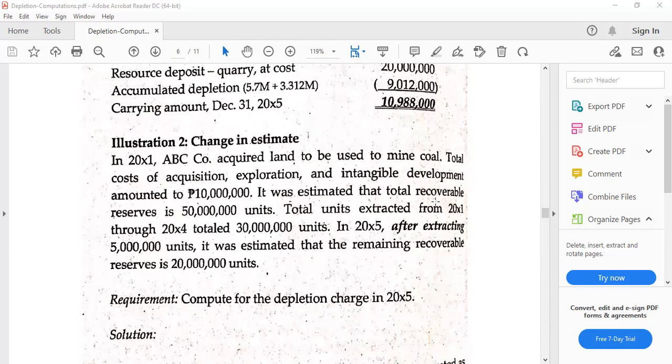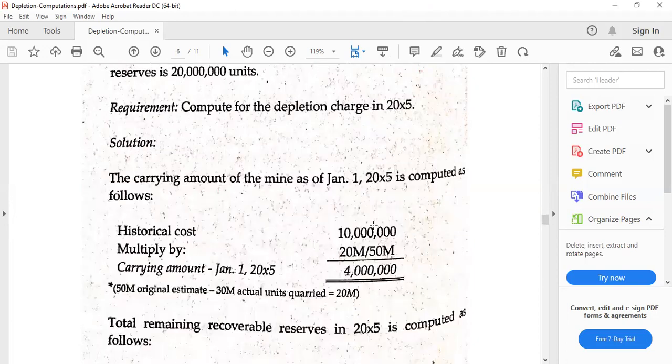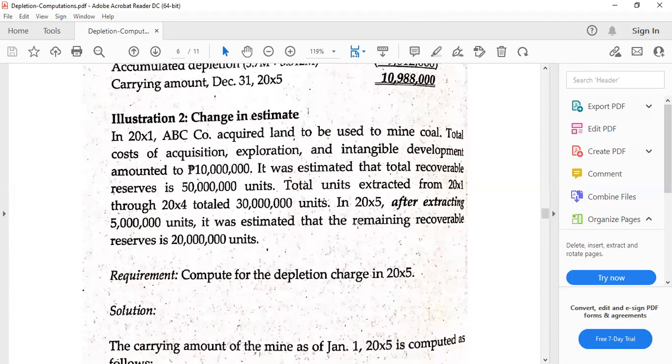Next, illustration 2. What if still a change in accounting estimate, and then this is quite a unique problem. Compute for the depletion charge in 20x5. Kindly pause and read in a minute. Now to continue, we have here our problem in which, again, what is asked is the depletion charge in 20x5. This is our carrying amount. This is actually a shortcut. Again, based on the computations a while ago, I would not suggest this one. So let's do our computations.